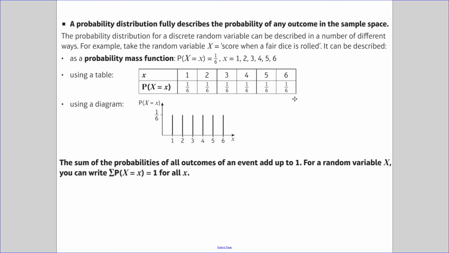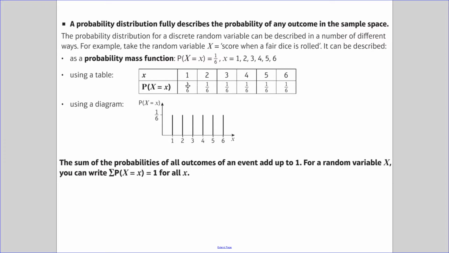So, there are a couple of different ways of representing these discrete probability distributions. The first one, we could write it like a function. You're probably used to seeing a function as f of x, and it tells you what you put in. So here x is the score when our dice is rolled. So probability that x equals, and x here can be 1, 2, 3, 4, 5 or 6. So probability that x is 1, that will be a sixth. X is 2, that will be a sixth. X is 3, that will be a sixth. And that's what we'd expect for a fair dice.